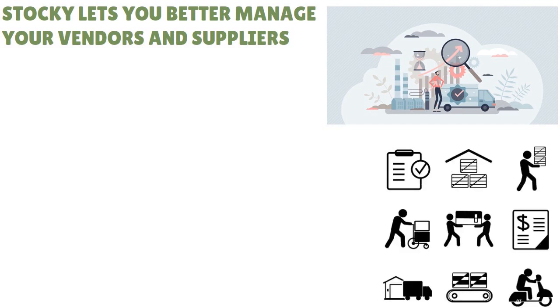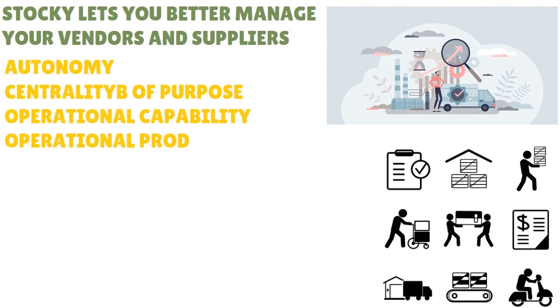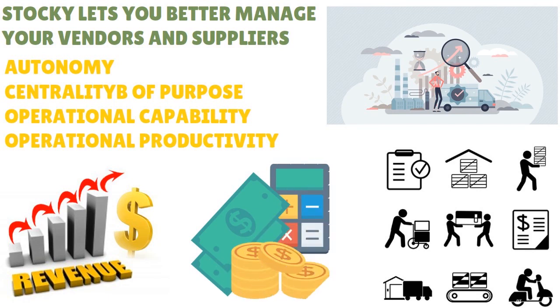And the cool thing is you can also see your prices in any currency, and you can order by pack size instead of just by individual units. So bottom line here is what, boss? You have autonomy, you have centrality of purpose, you have operational capability, you have operational productivity. So you are making more revenue. You are generating ka-ching. The money's coming in.